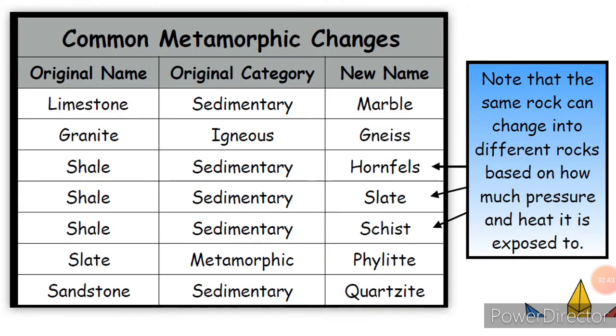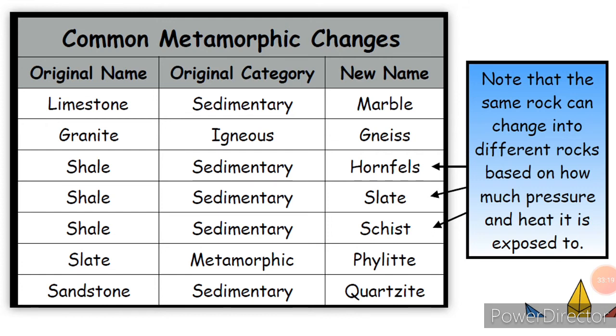Common metamorphic rock changes. I told you that metamorphic rock are formed when sedimentary and what? Igneous rock are changed due to what? Heat and what? Pressure. So limestone, which is an example of sedimentary rock, when it undergoes pressure and heat, will change to marble, which is now the new metamorphic rock. Granite, which of course is igneous rock, will now change to what? Gneiss, which is now metamorphic what? Rock.